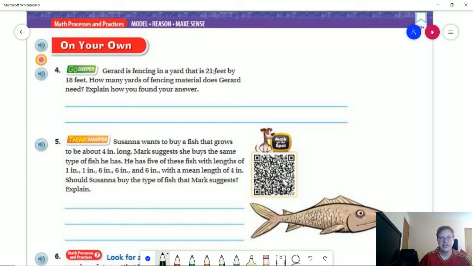If we go ahead and divide by 3, we would get 7 yards for this measurement and 6 for this. So we can simply do 7 times 2 and 6 times 2, add those together to get the number of yards. So we'd have 14, 20, 26 yards.